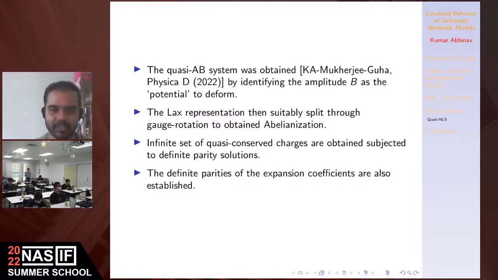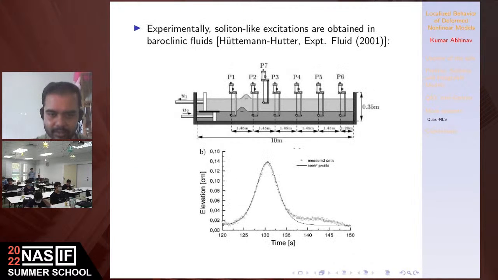So we observed an infinite set of quasi-conserved charges, and we could do this loop algebra to show definite parity of these expansion coefficients and the anomaly, so that for these localized solutions with definite parity, you have quasi-conservation. So the quasi-integrability of the AB system has been established, and we expect this quasi-integrable AB system to represent these physical solitons, which actually look a bit deformed from the ideal ones, like this one, like this one, or say this one. This is the very simple one-soliton deformed solution.